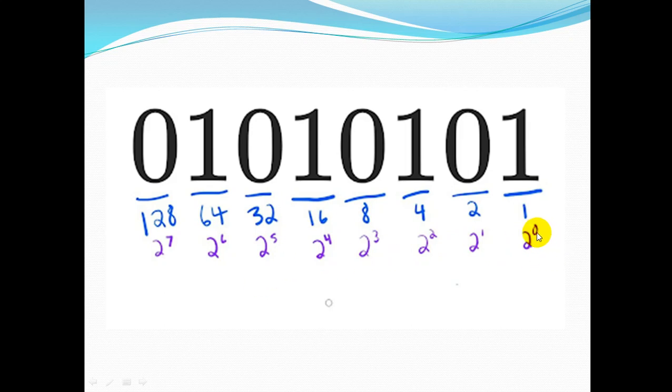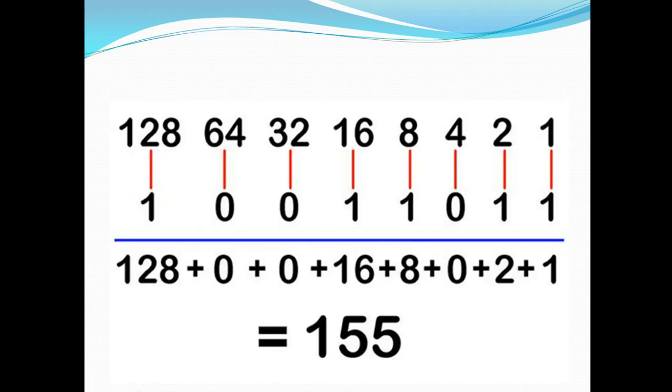There is 2 raised to the power what? 0, 2 raised to the power 1, 2 raised to the power 2, 2 raised to the power 3, 2 raised to the power 4, 2 raised to the power 5, 2 raised to the power 6, 2 raised to the power 7, depending on the positions. Now by the time you look at this chart, you will see the similarities between what we are doing right now and what we're going to be doing. Now let's look at a good example.